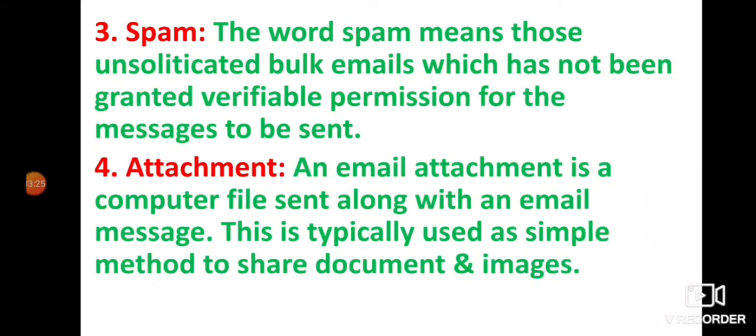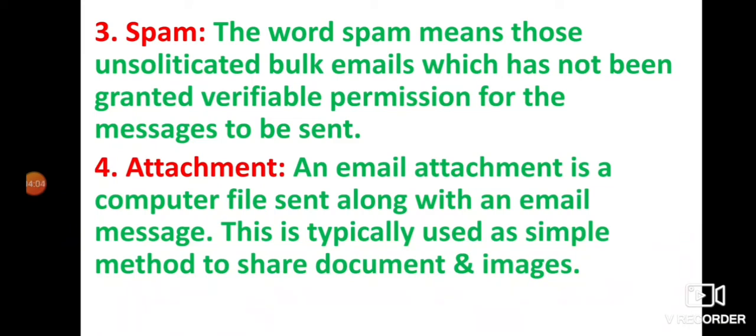Next term we will study is spam. The word spam means unsolicited bulk mass emails for which no verifiable permission has been granted for the messages to be sent. Spam mails are those mails which are sent to you without your consent, without your permission. These are bulk messages sent to different people for advertisement, or they can be frauds also. These mails are sent to different people without their permission, without their consent.